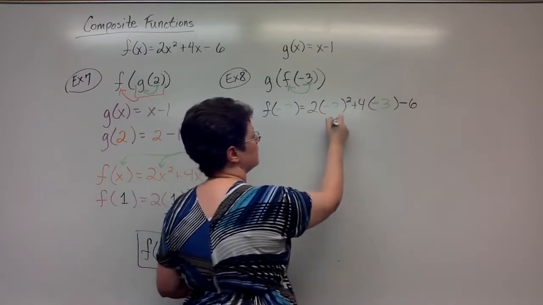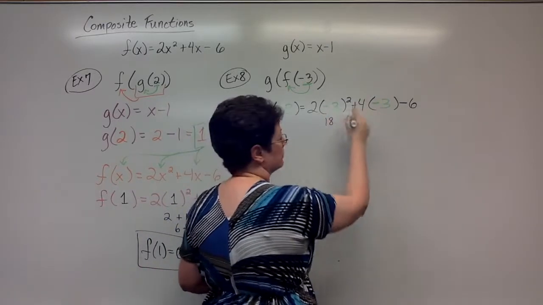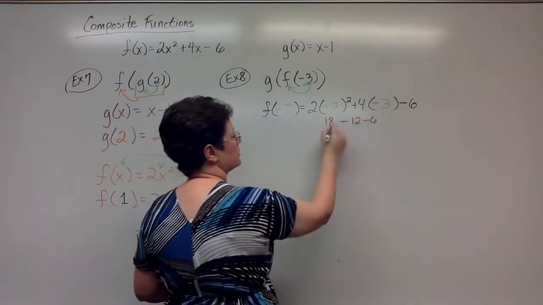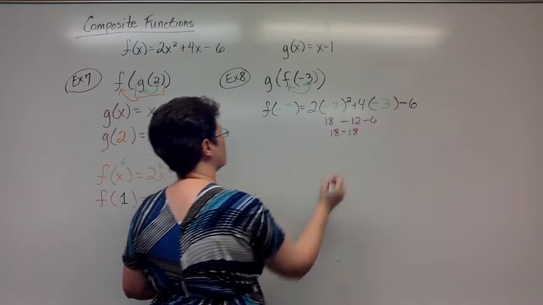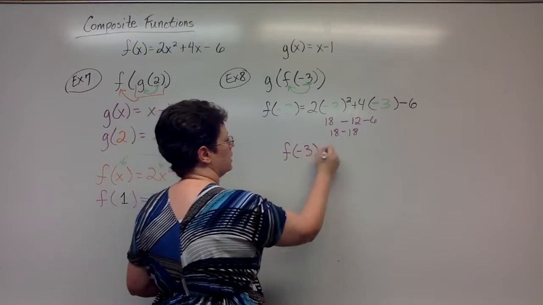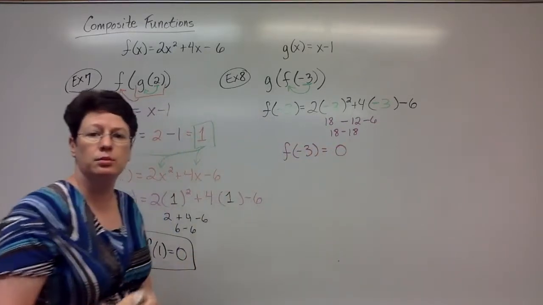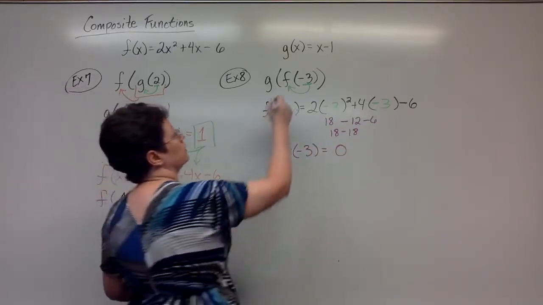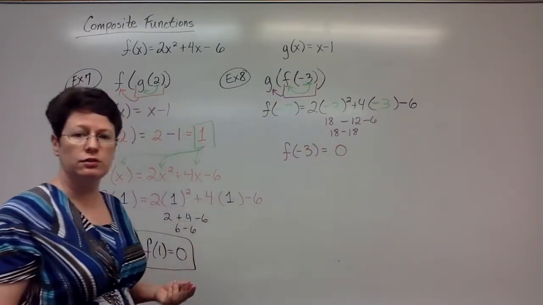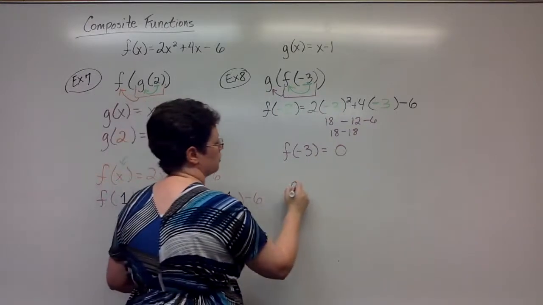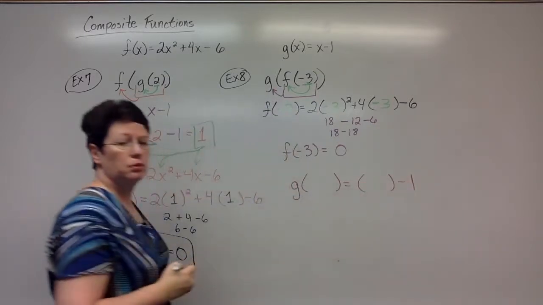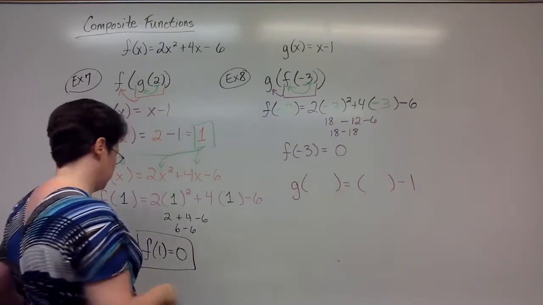9 times 2 is 18. Yeah, that's a negative 12. 4 times 3, and then minus 6. So I have 18 minus 18. Wow, we did a real good job of picking good numbers on these. So f of negative 3 equals 0. Are we done? No, we're not done. We now have to take that 0 and plug it into the g function. Okay? So I'm going to write my g function down. Remember to put parentheses everywhere there's an x.